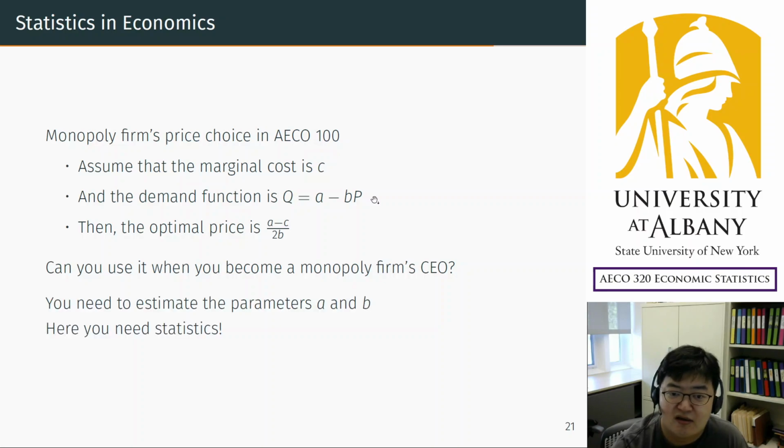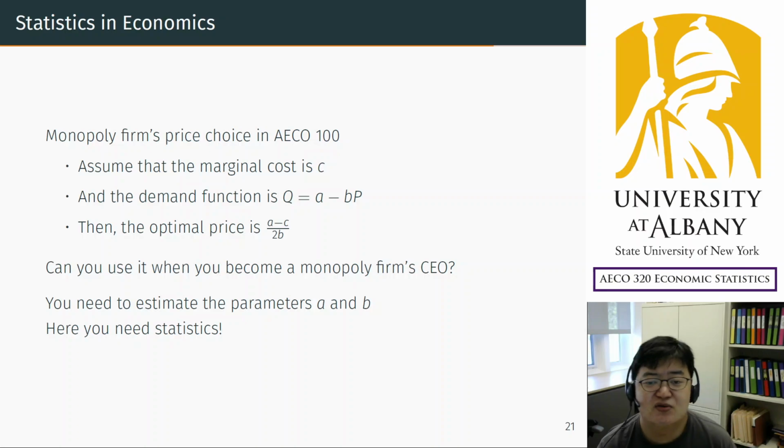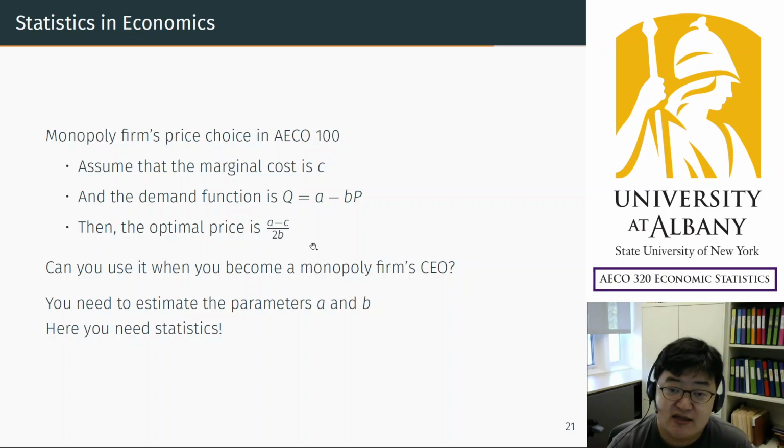Then the problem is you don't know what A, B, C are. The parameters should be concrete, like exact numbers, but it's a different story. If you knew the parameters, this theory is useful, but without knowing the parameters, how can you use this theory? You need to estimate the demand function first, and you need to estimate the marginal cost. Here you need statistics, and you have to use your data to understand what is going on on the demand side and the cost side, right? This is an example where you need statistics in economics.